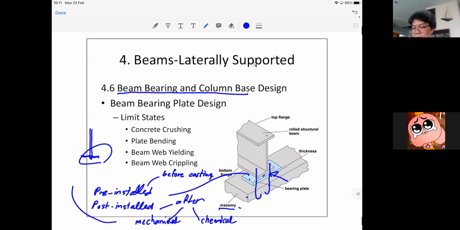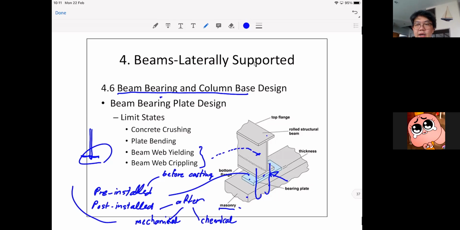And post-install, you're going to face that a lot if you need to, say, construct some structure onto an already existing one. So with that said, we have two cases. First one is when you sit the beam on the concrete structure. This is a case where the reaction of the beam will become the concentrated load, and therefore you need to check the beam web yielding and beam web crippling. Okay, this comes with the beam.